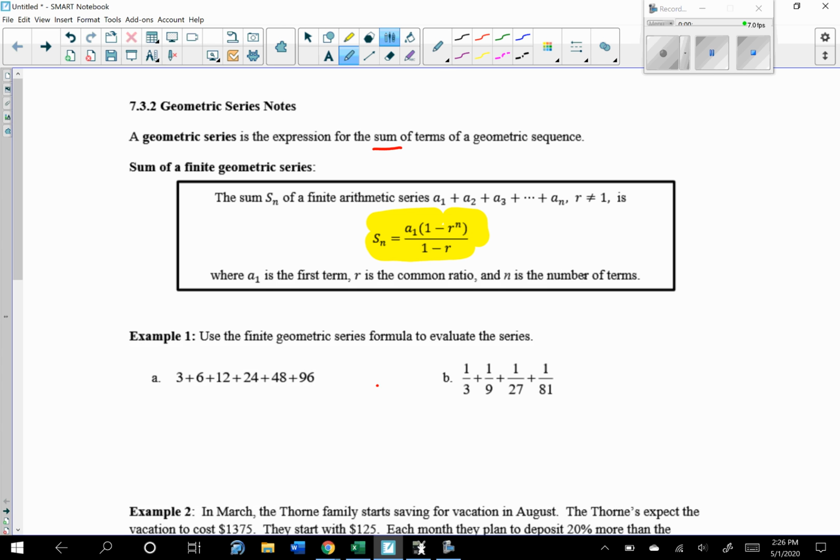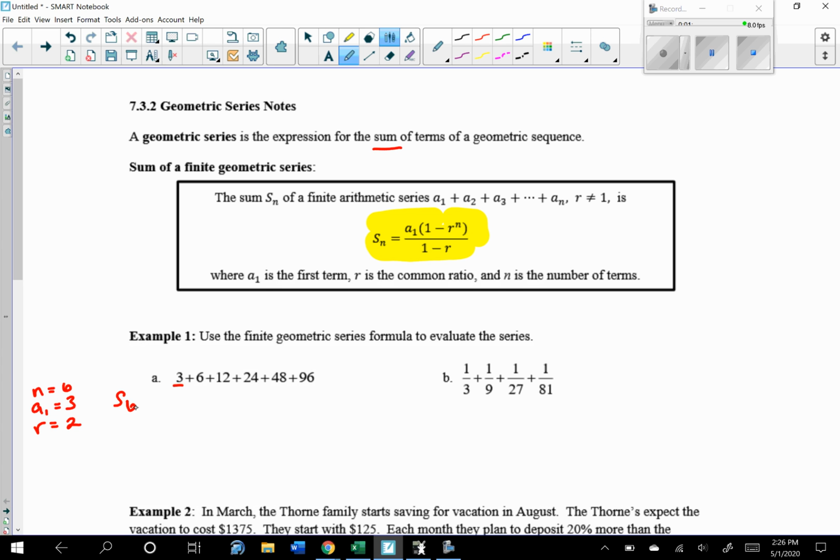So for this first example, it says use the finite geometric series formula to evaluate the series. If we look at this, you can see that there are 1, 2, 3, 4, 5, 6 terms. That means n equals 6. My first term, we can see from just looking at the equation, is 3. And my common ratio, we divide the two terms, so 6 divided by 3 is equal to 2. And now I can go ahead and put it into my formula.